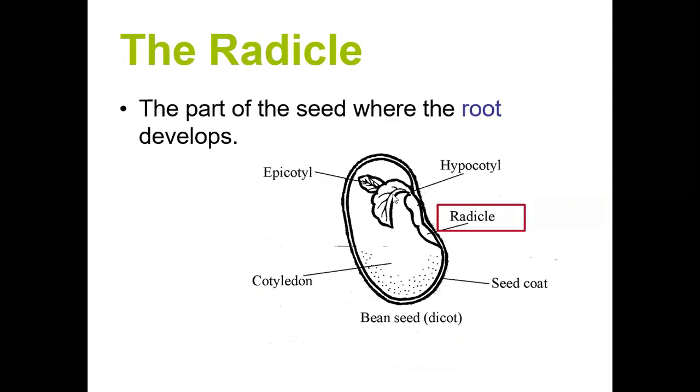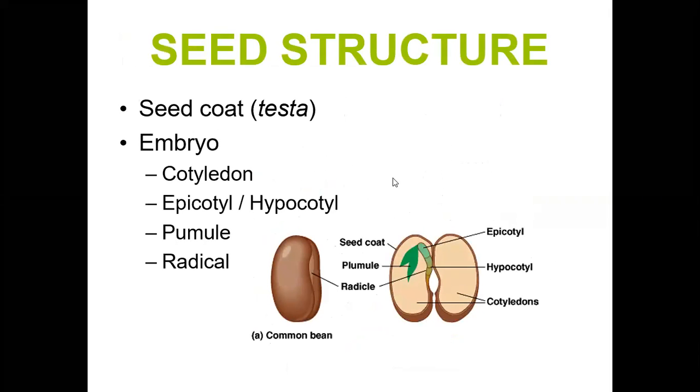Now radical. From the embryo, roots will develop. The part from where roots will develop is called radical. The part of the embryo from which roots will develop is called radical. Look here. Seed coat, also called testa, the outermost covering, embryo, cotyledon, epicotyle, plumule, radical.